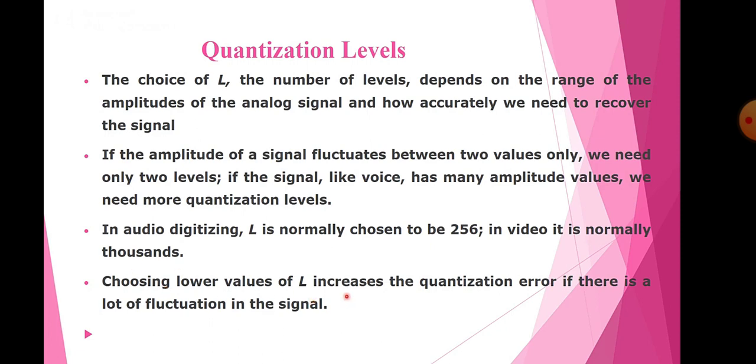Choosing lower values of L increases the quantization error. So in order to achieve better or errorless quantization, we need to have a higher value of L. If there are a lot of fluctuations in the signal, that means if the value of L is low, then obviously there may be a chance of quantization error.